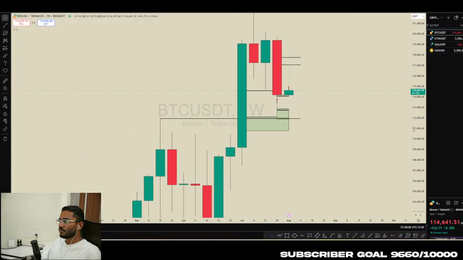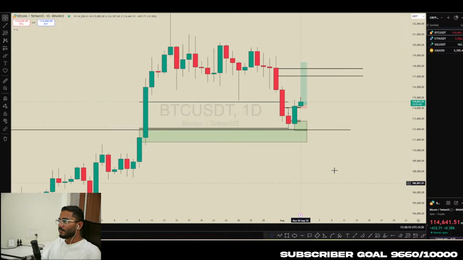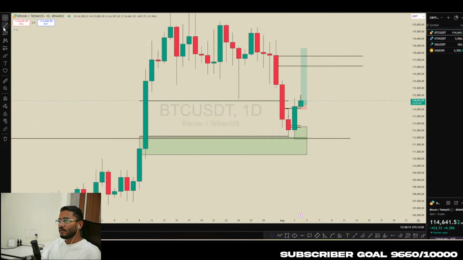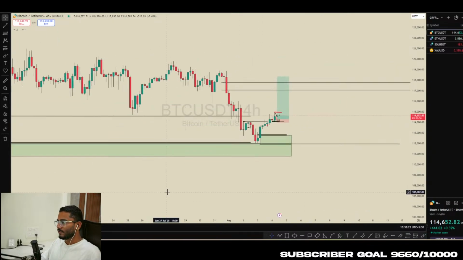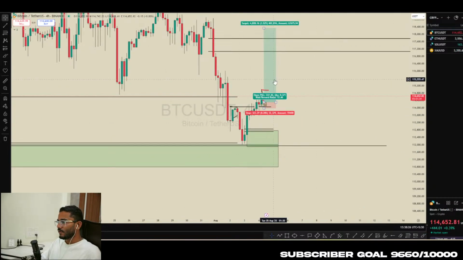If we go to daily, weekly, we can see price has fully engulfed this candle, so we can expect a bullish momentum right here. Now we know the direction: price is going to the upside. What we want to look for is we want price to sweep liquidity. So where is the liquidity sweep? Right now there is no liquidity sweep because price has created this trend line liquidity.